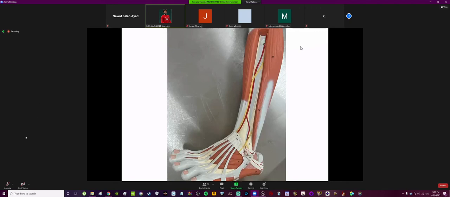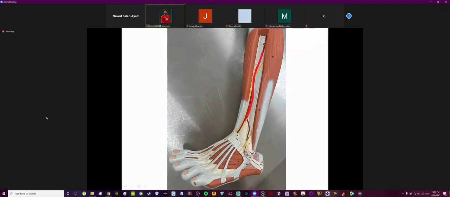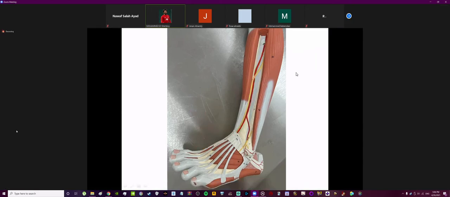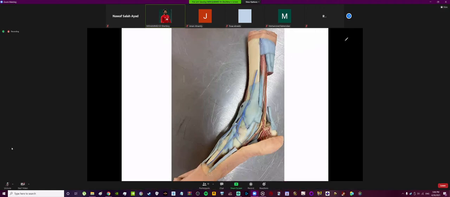Plantar arch. What will this view be? It's in front of the leg. So this artery is the anterior tibial artery. Anterior tibial artery from popliteal, and in the dorsum of the foot it changes its name to be dorsalis pedis artery. Okay. Dorsalis pedis artery. And this artery? Posterior tibial artery. This vein?